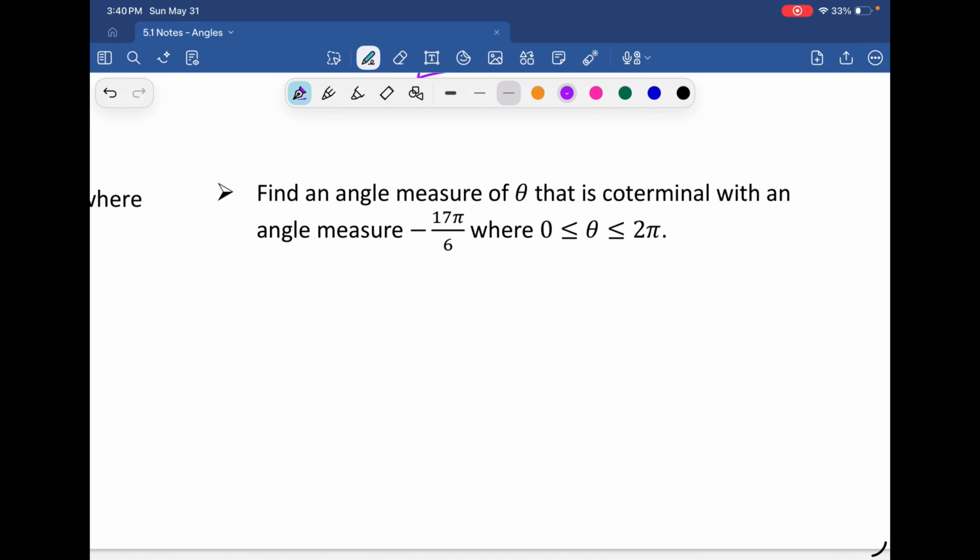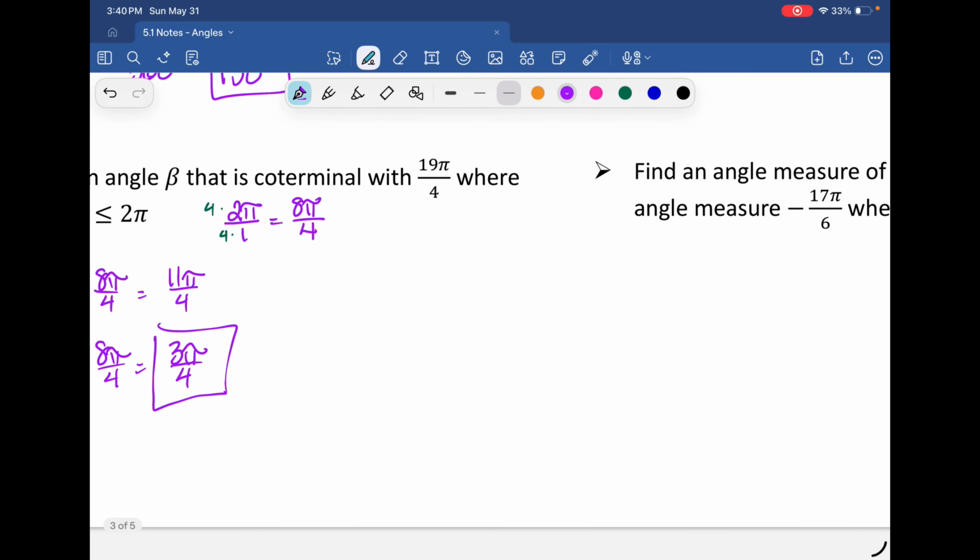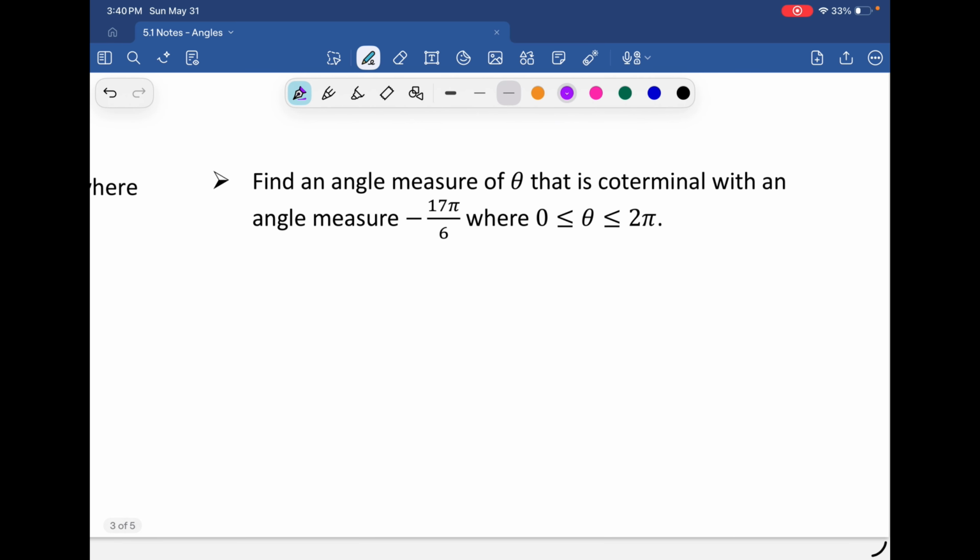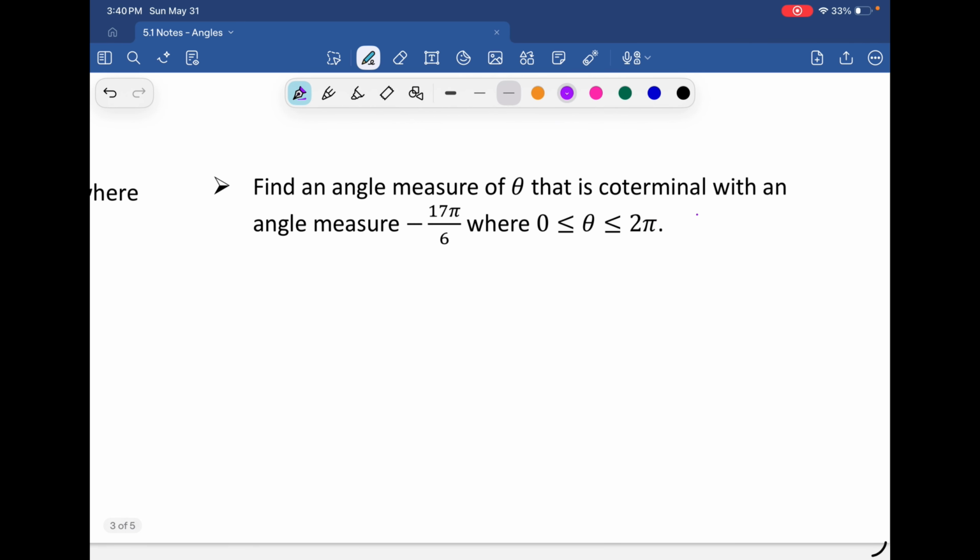Okay, find an angle measure theta that is coterminal with the angle measure negative 17 pi over 6, where theta is between 0 and 2 pi. So just like I did over here, I'm going to figure out what 2 pi is when it's over 6. All right, so to multiply by 6, it's going to be 12 pi over 6. Okay, so my angle has to be between 0 and 12 pi over 6.